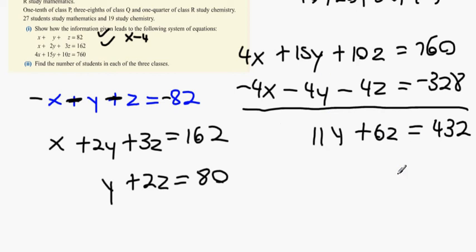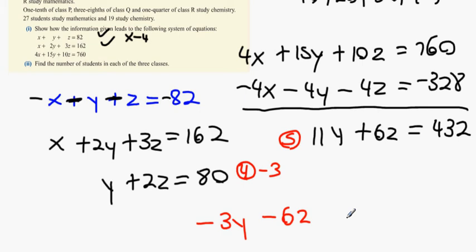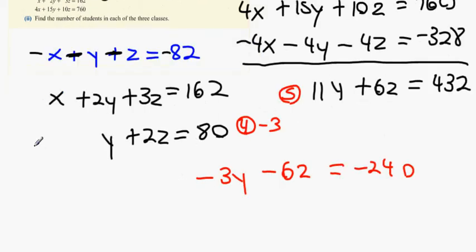Now this is our equation here. Now, I reckon we multiply this one. These equations are 4 and 5. Multiply equation 4 by minus 3. We're going to get minus 3y minus 6z equals minus 240. Put equation 5 directly underneath, and we should get 11y plus 6z equals 432. And what happens now?